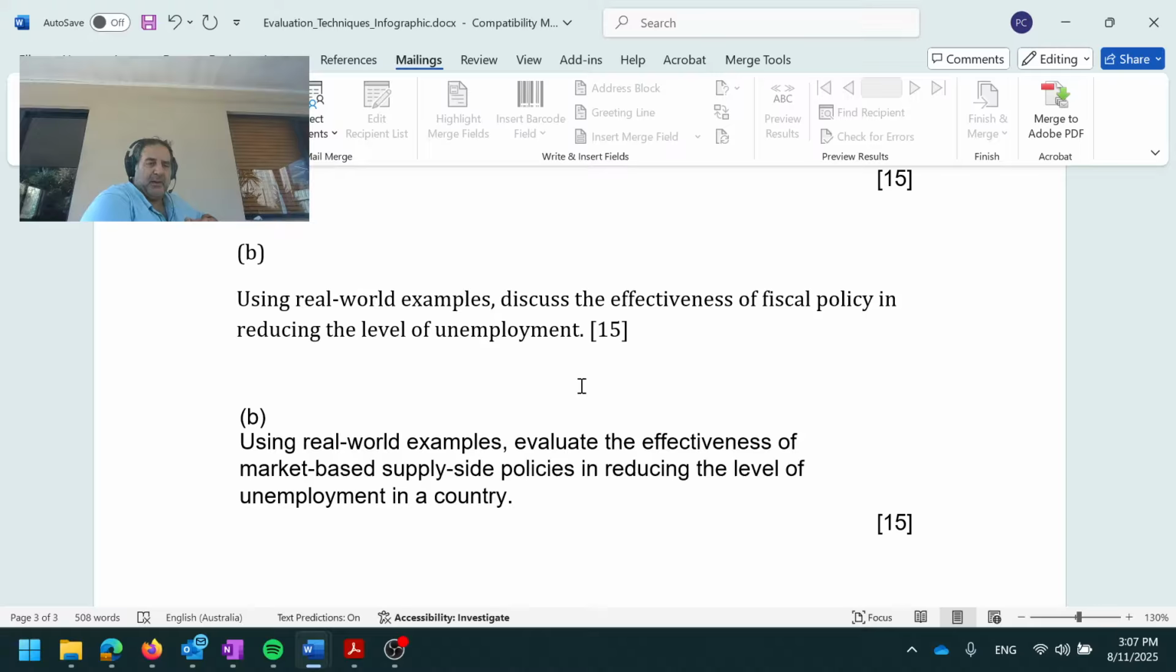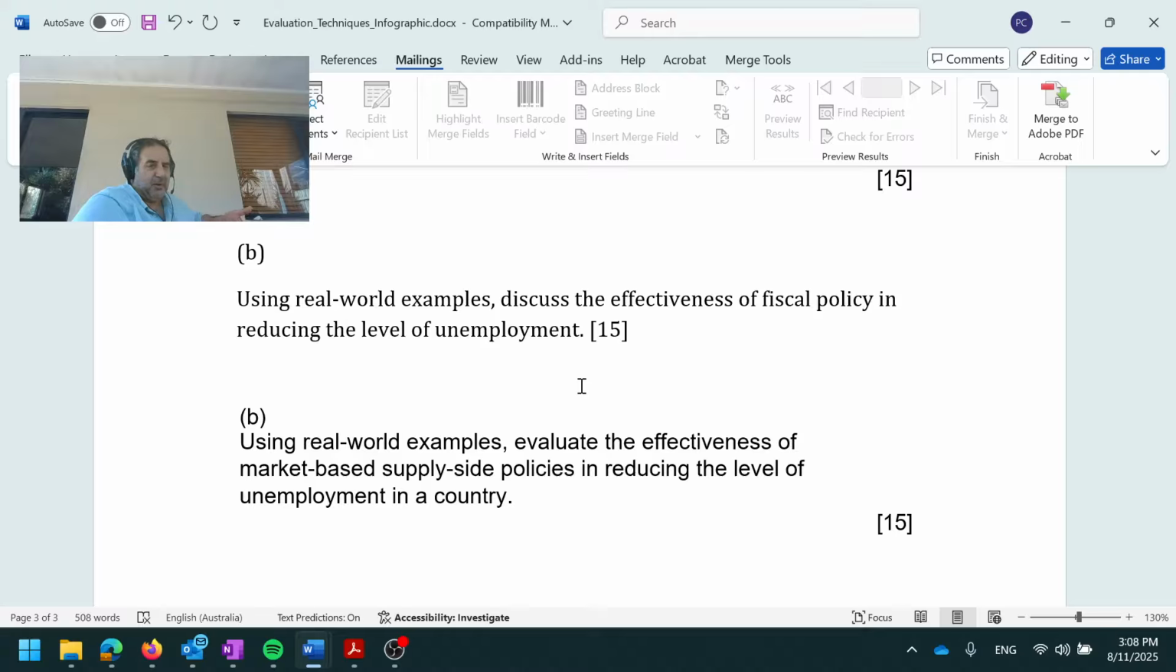If you look at Part B there, the final one about using market-based supply-side policies to reduce the level of unemployment. Again, in the intro, you talk about what market-based supply-side policies are. You talk about what unemployment is, and then you diagram the problem and the policy solution, showing how market-based supply-side policies would work. And then you would do a significant evaluation of the strengths and weaknesses of market-based policies.